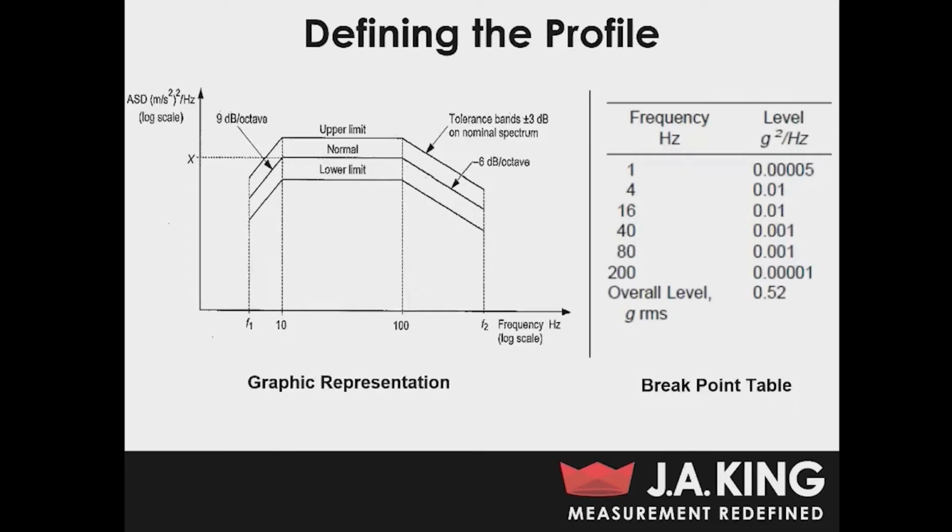It gives a graphical representation of the actual shape of the curve itself. It gives you some key frequencies and accelerations. And then in this case, they actually gave you some slopes as well. And a breakpoint table, on the other hand, rather than giving you a graphical representation, it just gives you every single key frequency point and its corresponding G squared per hertz. And so when you look at vibration specifications and procedures, you'll see either a mixture of this or one or the other.